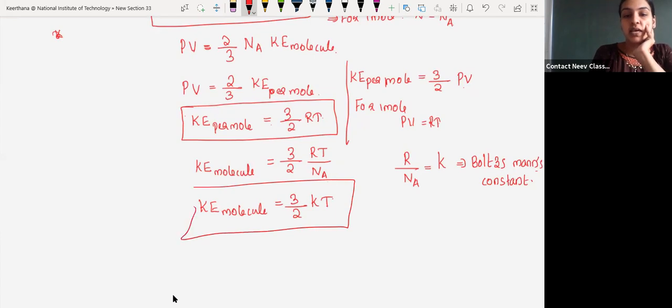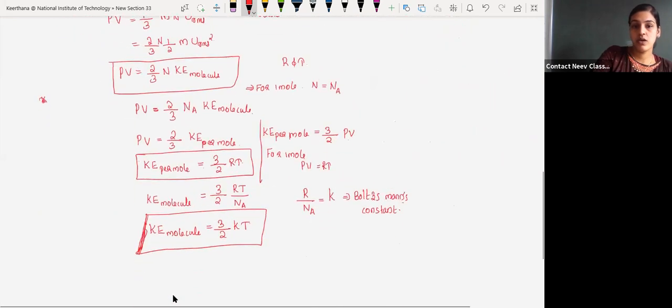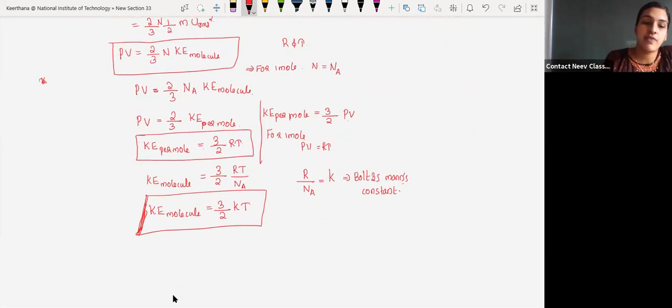So k is the constant which we will use for one molecule, and R is for 1 mole. R by Na is Boltzmann constant. Then what will be the value of Boltzmann constant in terms of joules? If I'm taking R in terms of joule and Na, you know the value, then find Boltzmann constant value in terms of joule.